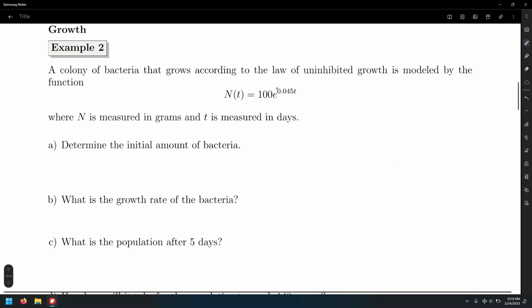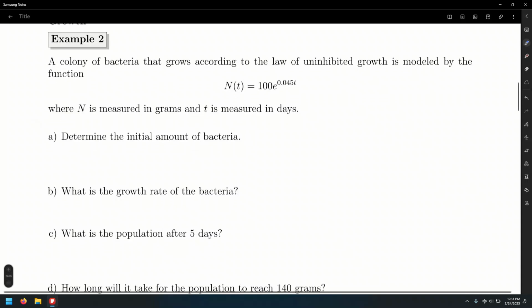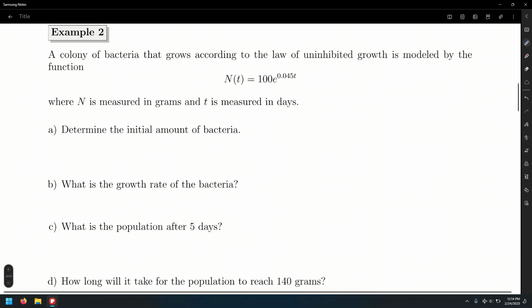Otherwise, if the exponent is negative, what do we have? We have decay. And we can also look at how many bacteria are dying by looking at the decay function. But in this case, we want to know how much the population of bacteria is growing, all right? In this case, they gave us pretty much everything. There are other situations in which we have to figure out the k by ourselves.